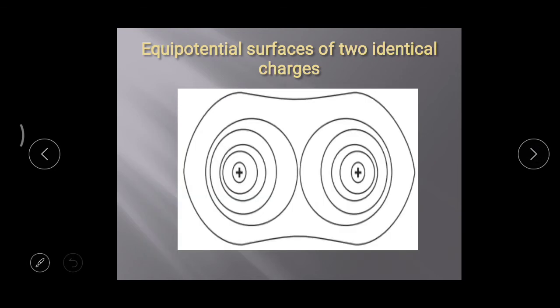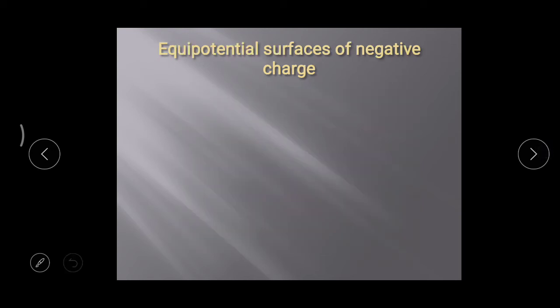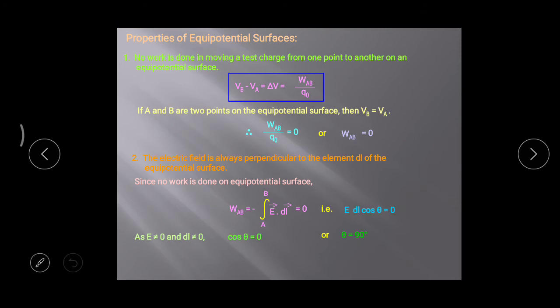If we see two identical positive charges, then equipotential surfaces are somewhat different from an electric dipole. Here the gap between equipotential surfaces is increasing in between the charges and decreases on the sides of the charges, and these spheres get deformed as we move away from the charges, and at last it acquires a dumbbell shape. So these are some of the shapes of equipotential surfaces.